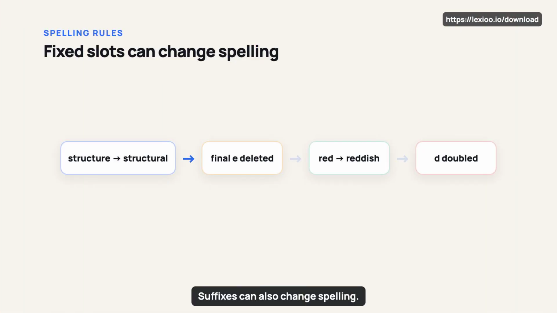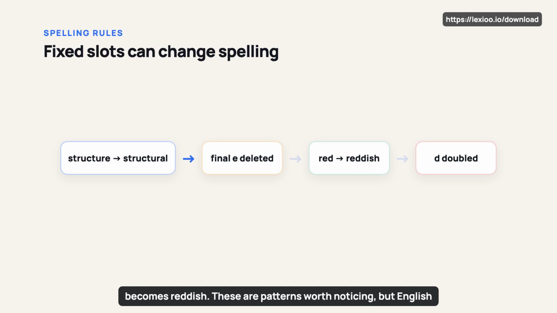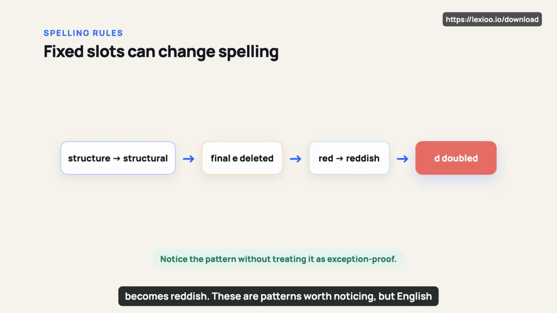Suffixes can also change spelling. Structure loses its final e before al and becomes structural. Red doubles its final consonant before ish and becomes reddish. These are patterns worth noticing, but English spelling still contains lexical and historical exceptions.